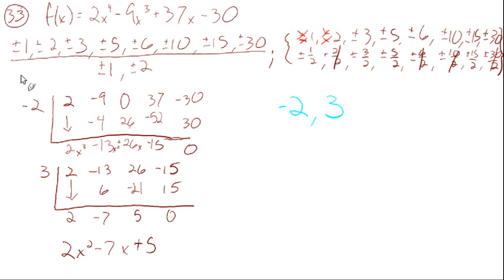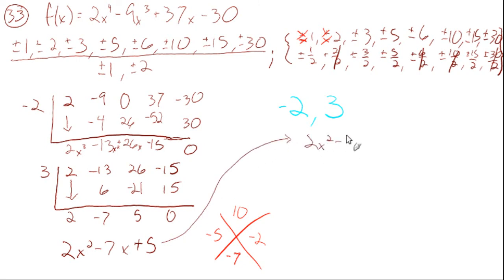Could we factor that? Let's see, we got something other than 1 out here for our leading coefficient, so we're going to use this. 2 times 5 is 10, and then we put a negative 7 here. So could we multiply to positive 10 and add to make negative 7? How about negative 5 and negative 2? Yeah. So let's bring this over here, the next step. So we'll have 2x squared minus 2x minus 5x plus 5.